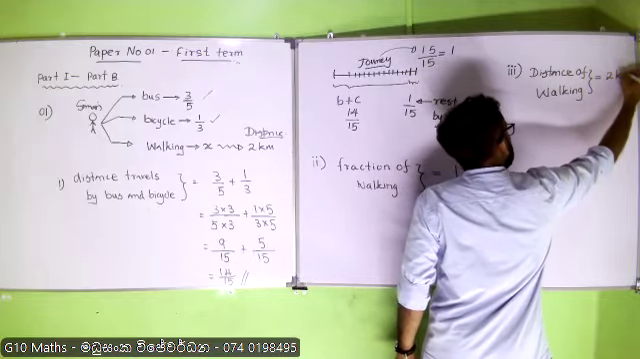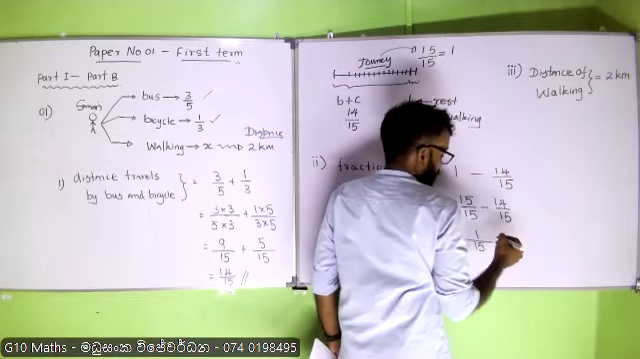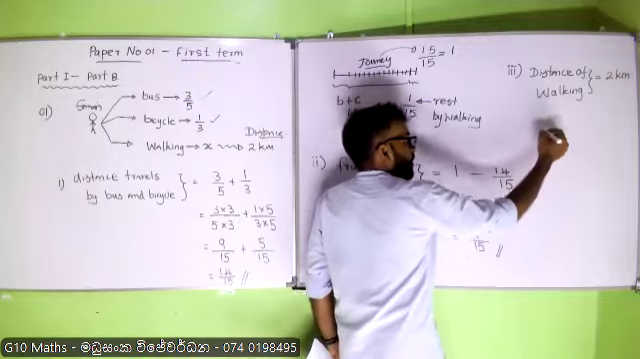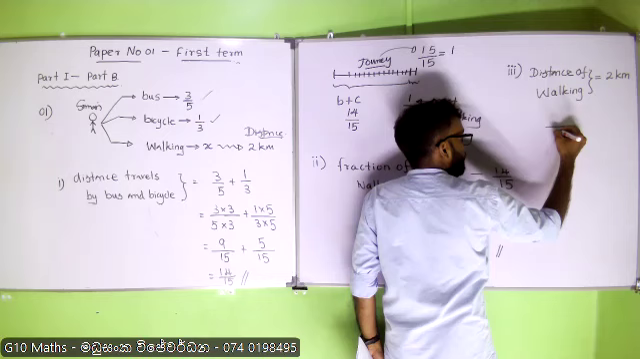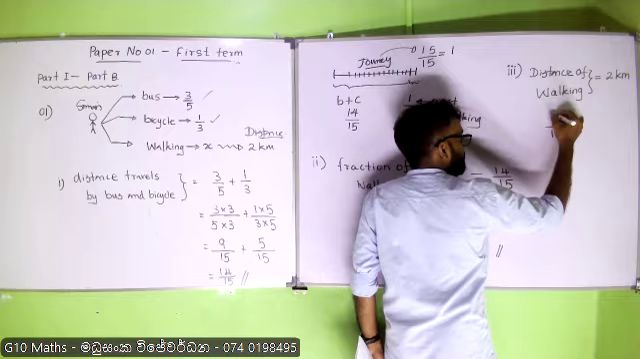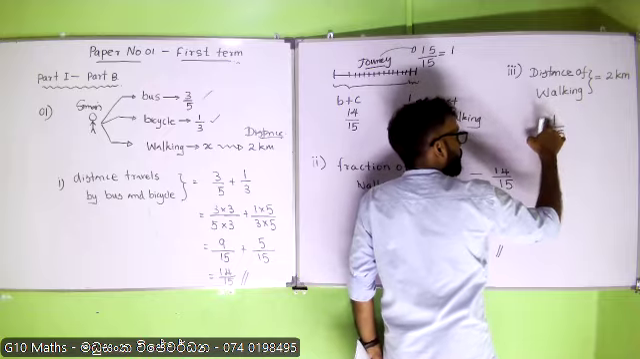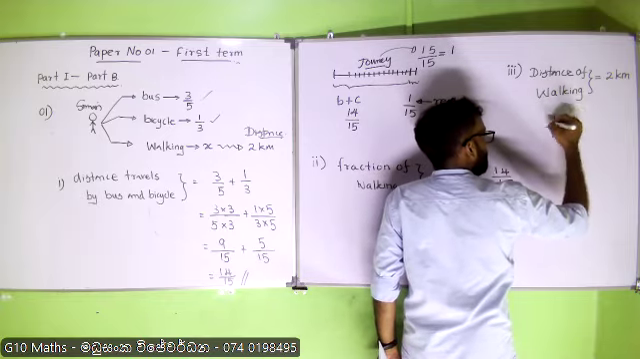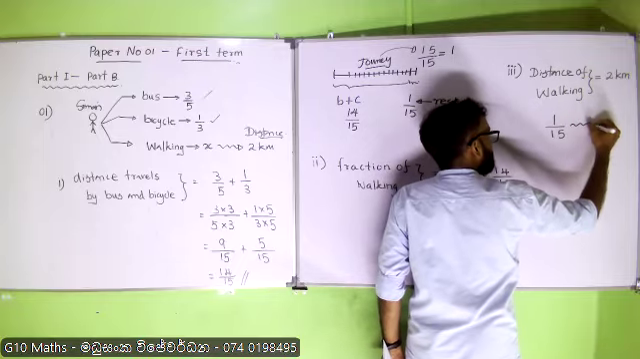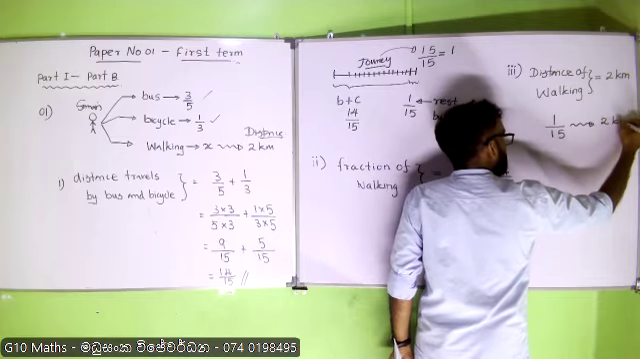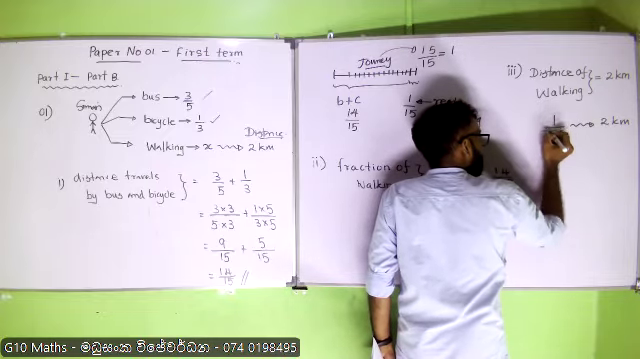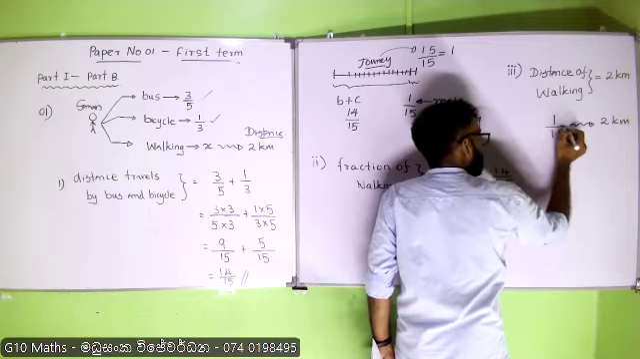2 kilometers. Right? So this is the fraction related to walking. Out of the full 15 parts of the journey, this person has gone one part, right? This person has traveled by walking one part. That one part is related to 2 kilometers. Then you need to find the distance in the full journey.